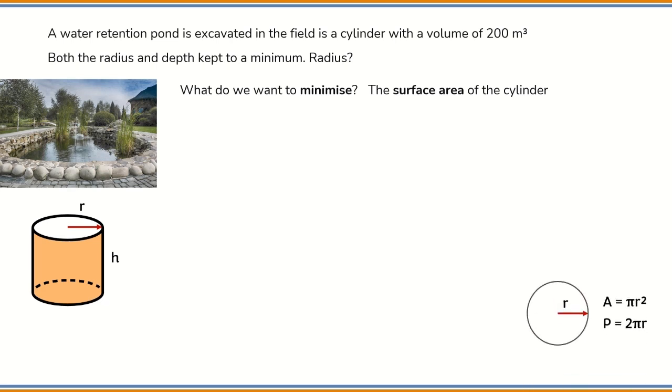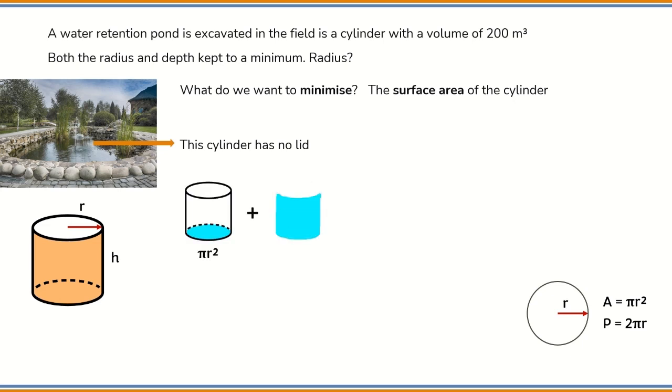To calculate it, we need to know the area and the perimeter of a circle. In this case, we are not going to consider the area of the top because this cylinder has no lid. To calculate the surface area of the cylinder, we need to add the area of the base, pi r squared, plus the area of the vertical surface, which will be the perimeter of the circle, 2 pi r, times the height. And this is pi r squared plus 2 pi r h.